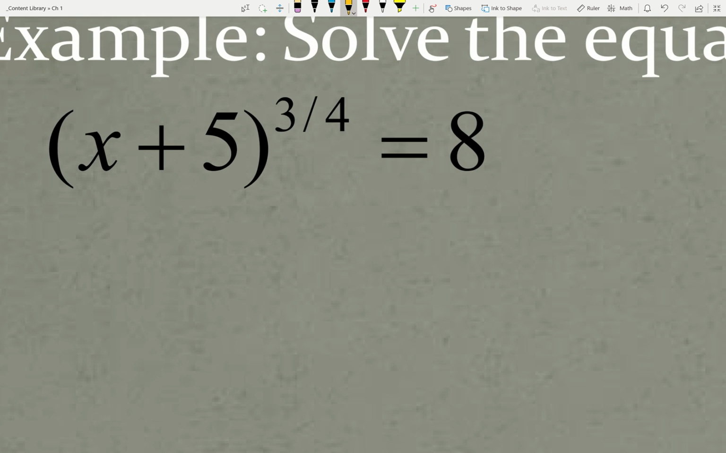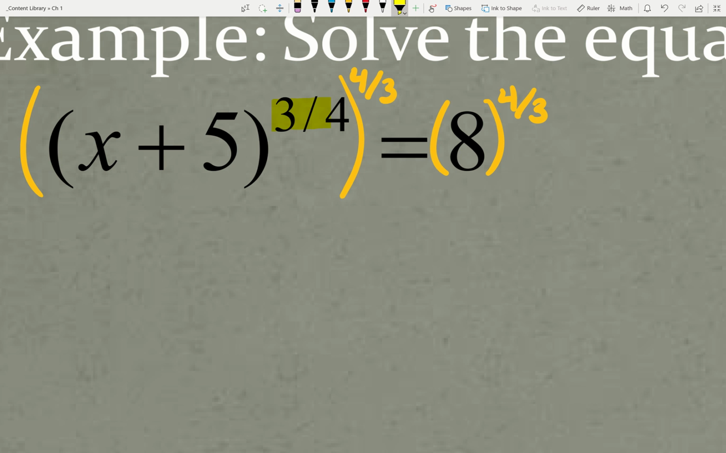So in this first equation, we have the quantity x plus 5 all raised to the 3/4 power, and that's equal to 8. We want to go ahead and solve this equation, and so what we'll do is we'll raise the left-hand side to the 4/3 power, which of course means I have to also raise the right-hand side to the 4/3 power. Why would we do that?